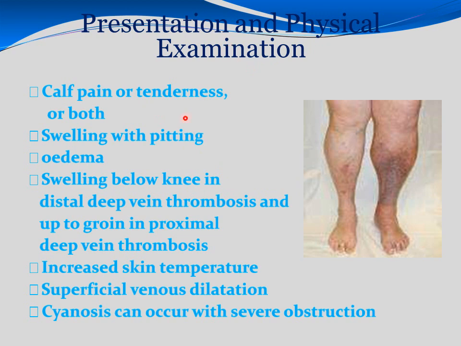Presentation and physical examination: calf pain or tenderness, or both; swelling with pitting edema, swelling below the knee distal to the deep vein thrombosis and up to the groin in proximal deep vein thrombosis. Increased skin temperature, superficial venous dilatation, and cyanosis can occur with severe obstruction.